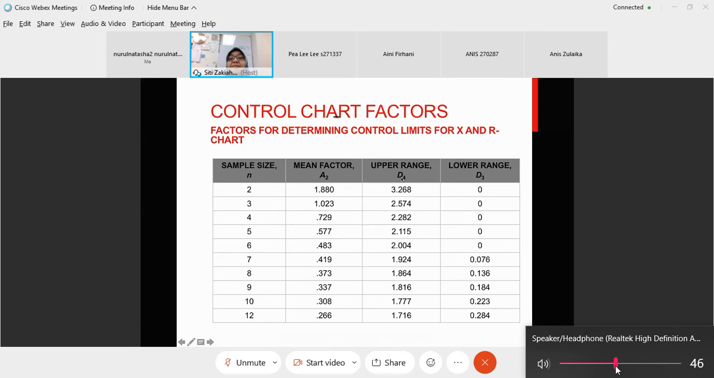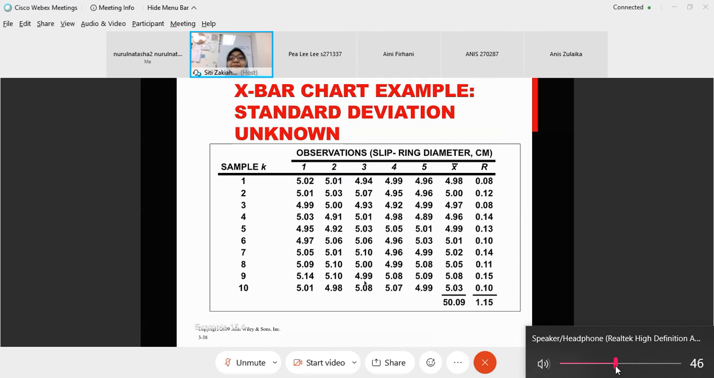Okay, we look at it. Sama lah. Kalau macam sample is 5, that means D4 is 2.115, D3 is equals to 0. Okay, this is a table, right? Usually they will give you or they will tell you what is A2, what is D4, D3. Okay, right. So, observation of a slip ring diameter.